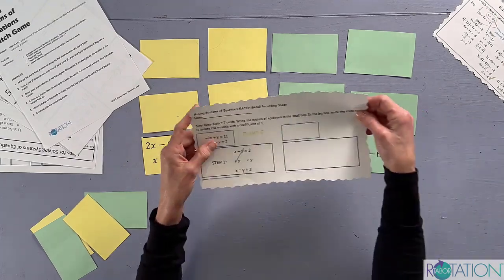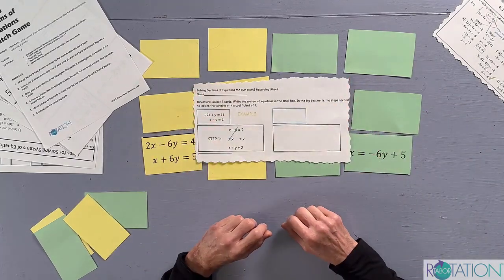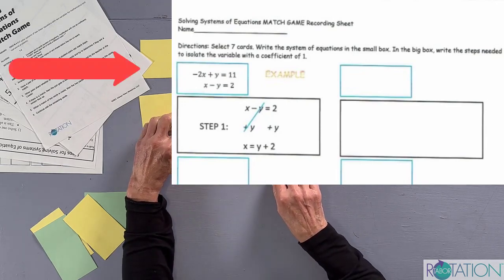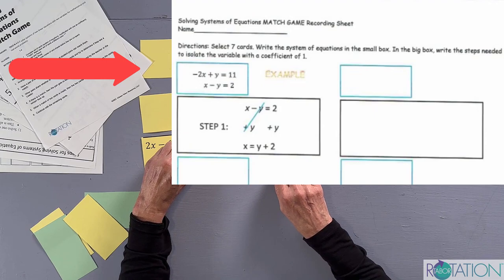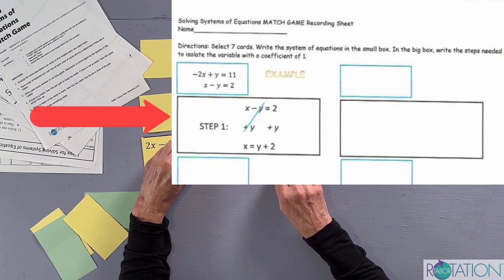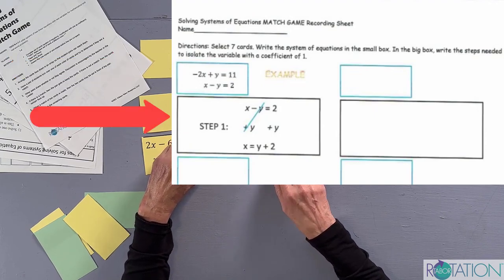Then each player receives a recording sheet. After writing the system of equations in the top box, then they record the steps needed to isolate the variable with the coefficient of 1 in the large box.